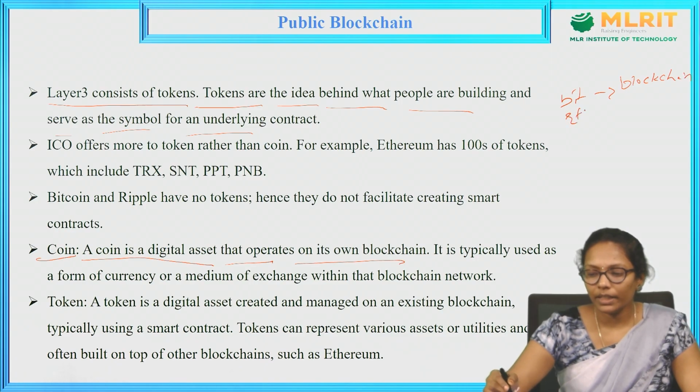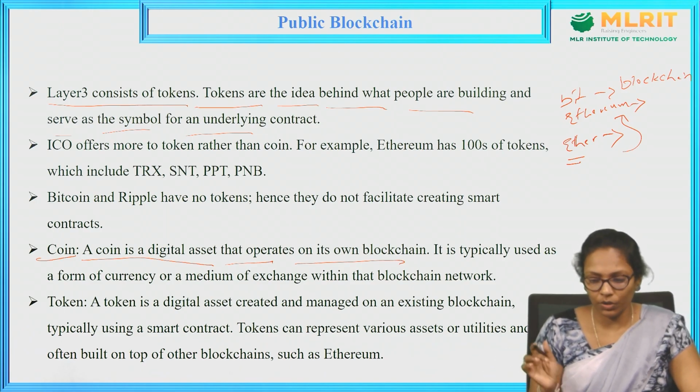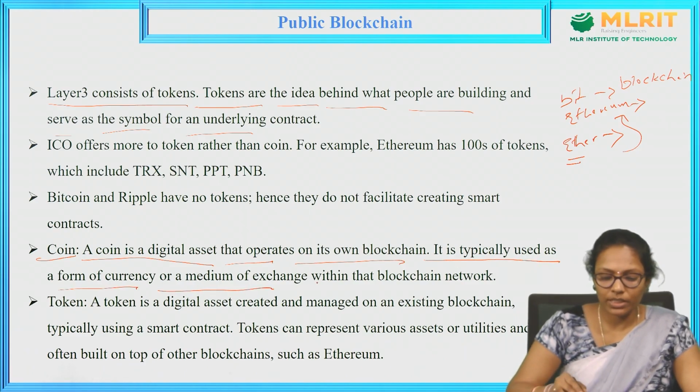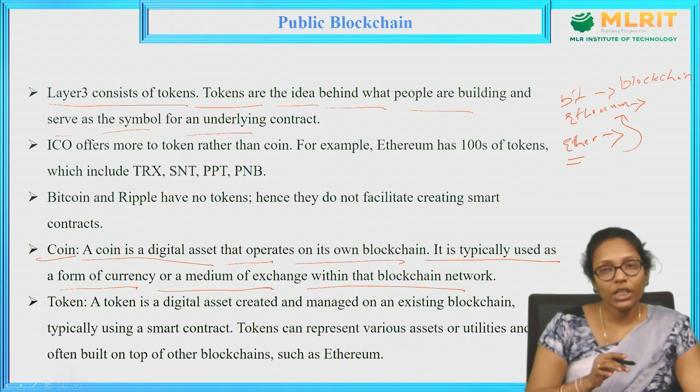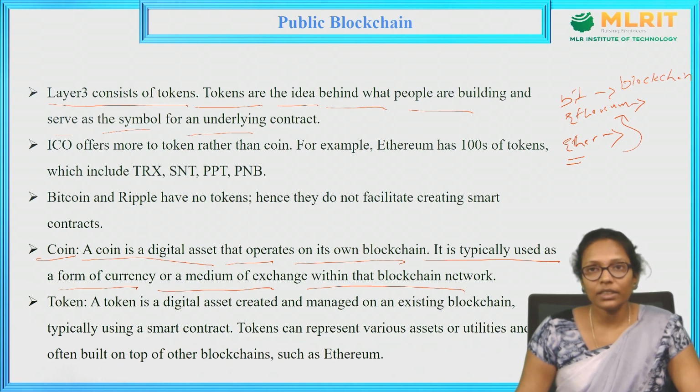And if I take Ethereum, Ether is the cryptocurrency here, and Ether follows the Ethereum blockchain. For every cryptocurrency, there is some underlying blockchain. It is typically used as a form of currency or medium of exchange within the blockchain network. Generally a coin is a form of cryptocurrency, just like Bitcoin, Ether or Ripple. All these are different types of coins, and we can maintain them as cryptocurrencies in a digital wallet.